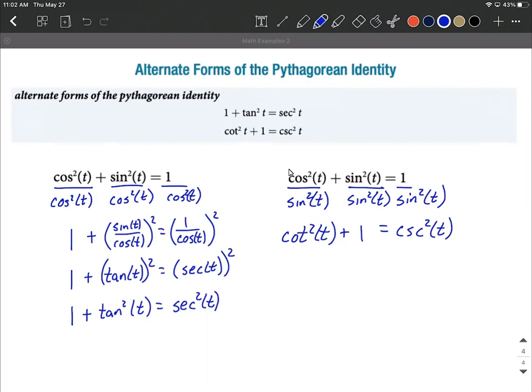I really advocate for students to memorize the initial form with cosine squared plus sine squared equals 1. If you have that, you could always derive these other alternate forms based on the original by doing a pretty quick division and then simplifying down. Hope this helps out. Good luck.